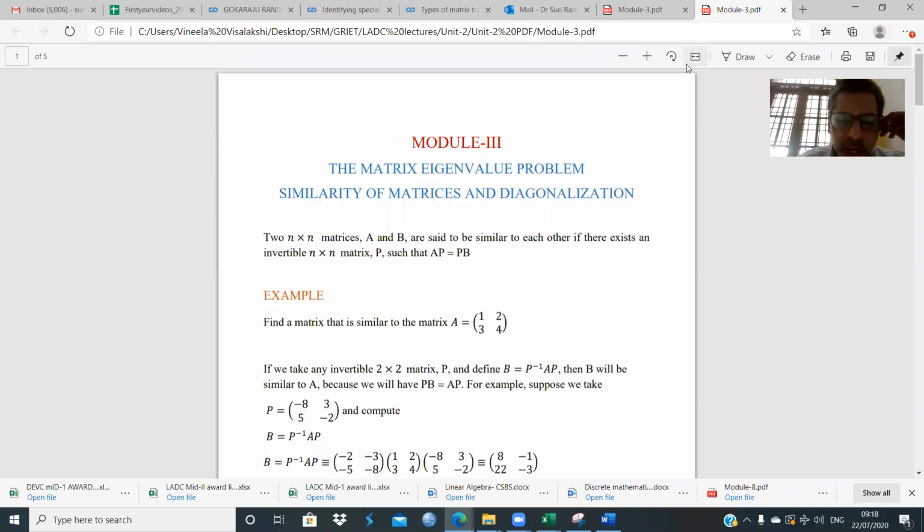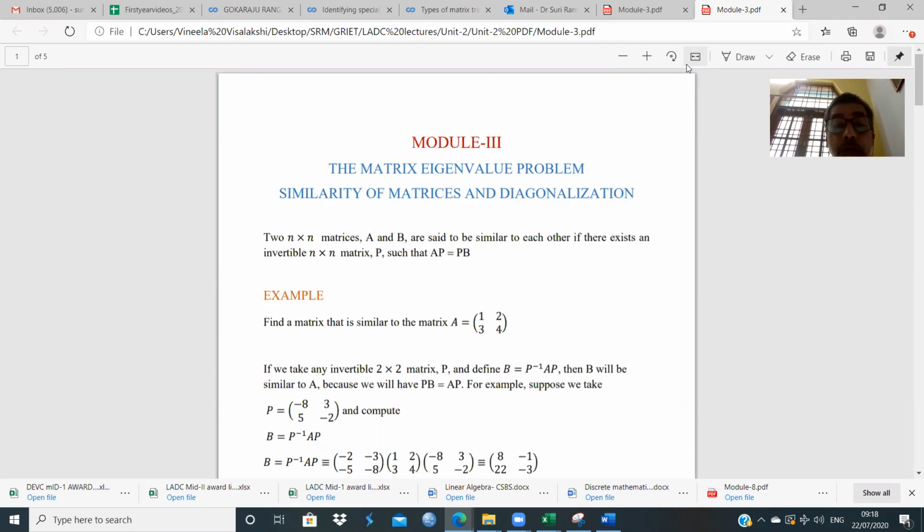With the background of the eigenvalue problem and the process of finding the characteristic equation, the eigenvalues and eigenvectors, we now proceed to a very crucial concept called diagonalization of a square matrix. Before that, we have to understand the concept of similarity of two matrices.